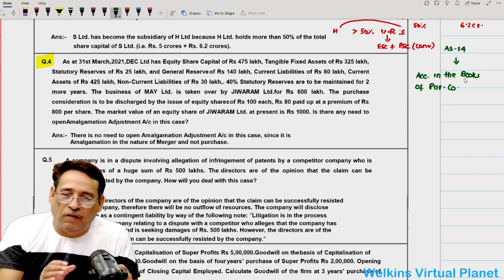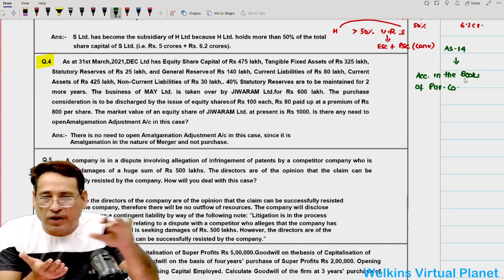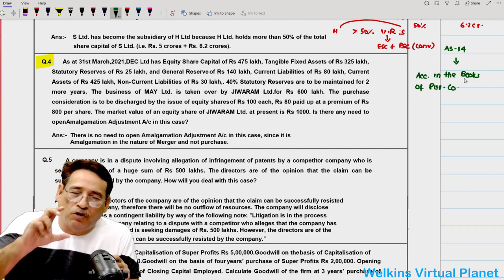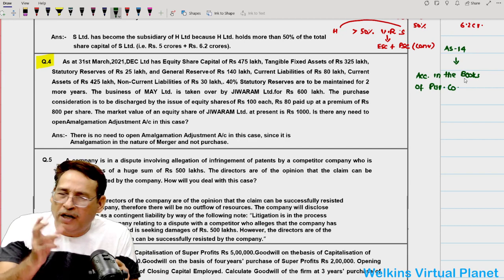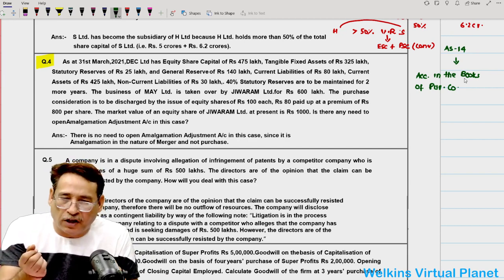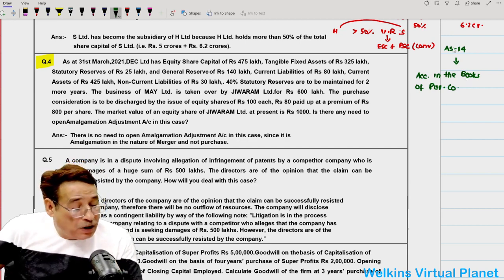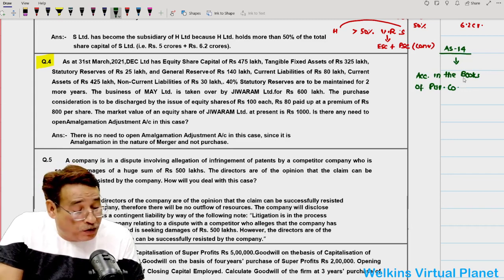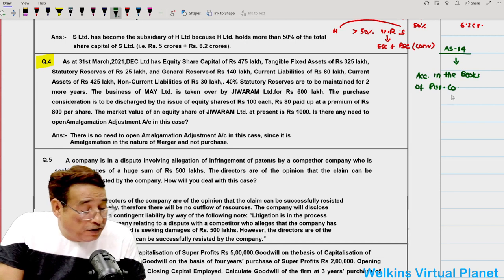Suppose there is a particular company outside the parameters of Ind AS, that means that company is not liable to prepare its accounts as per Ind AS. That company will have to follow AS-14. Number one, as per AS-14, how will the accounting be done in the books of the purchasing company?